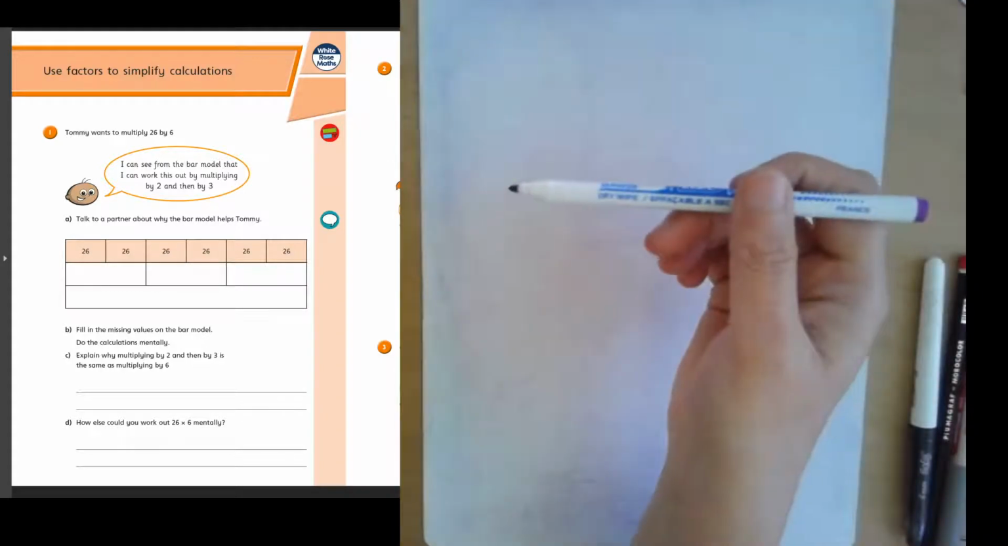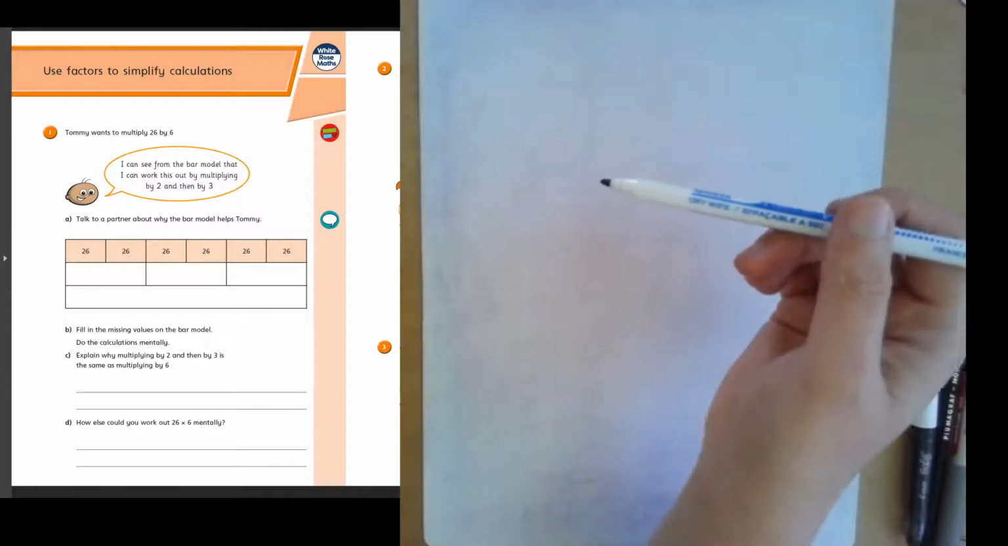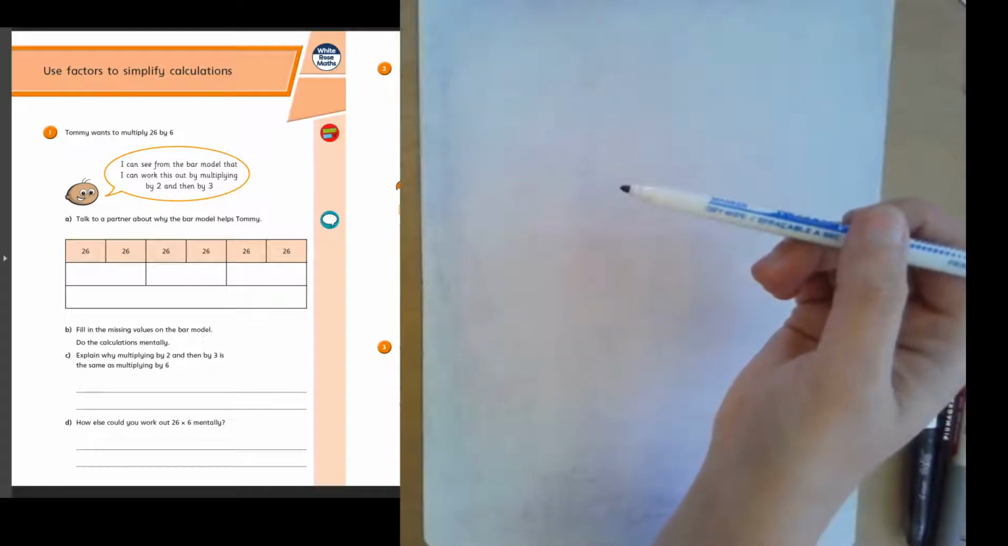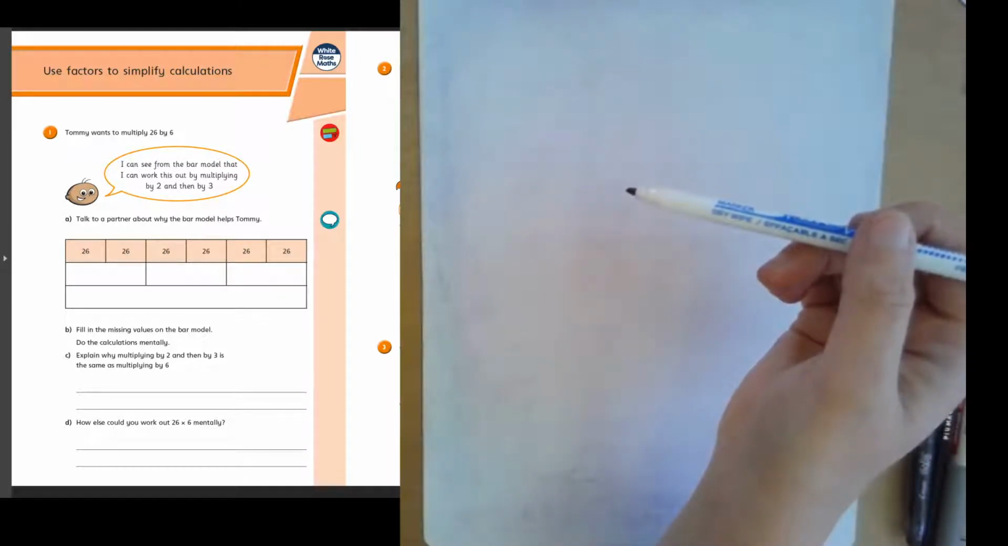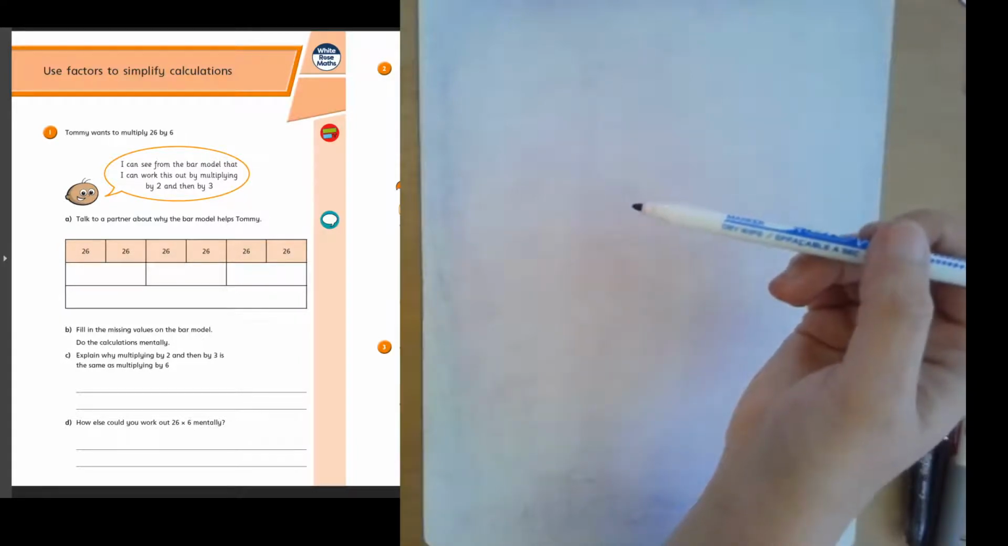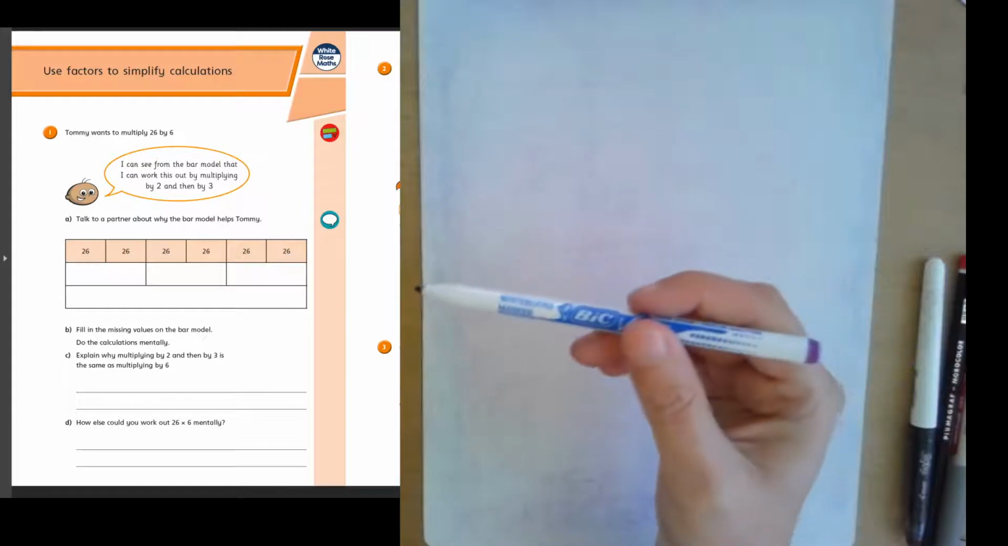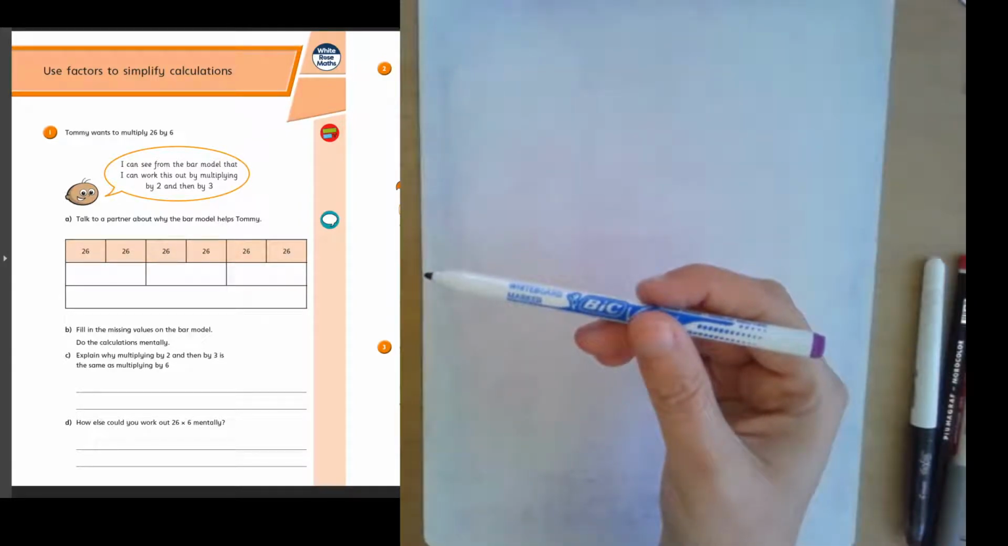So first of all, we have a wonderful Tommy. Tommy wants to multiply 26 by 6, and he says he can see from the bar model that he can work this out by multiplying by 2 and then multiplying by 3. So you've got the bar model right there, so you might want to pause and try and see if you can understand why he said that.